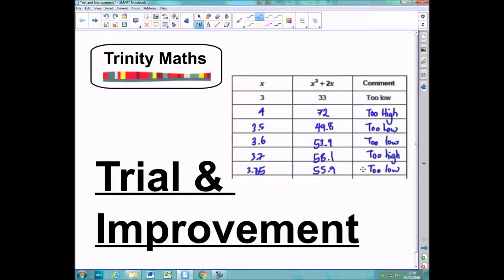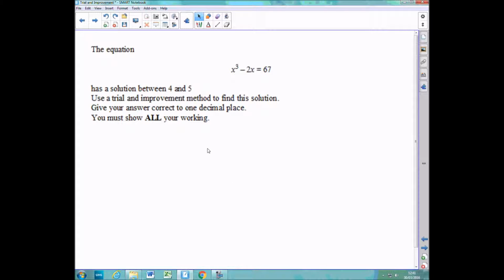This video is going to be on how to solve equations using the trial and improvement method. Here I've got an example of a GCSE trial and improvement question. These always appear on the calculator paper, and it is a forceful way to solve an equation which is quite complex. The way we can spot it is this little phrase here: use a trial and improvement method to find the solution. When you see that phrase, trial and improvement, you know that you've got to use this technique.